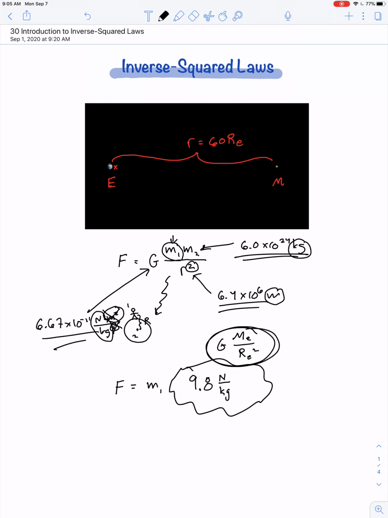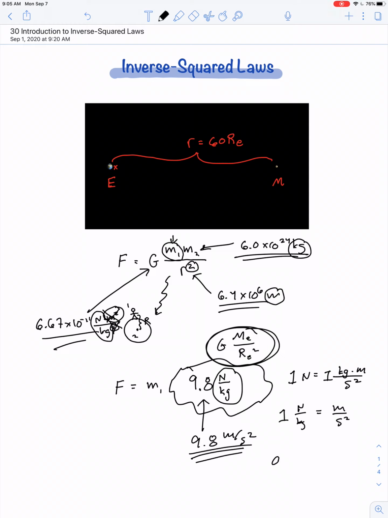Now, recall that a newton is the same thing as a kilogram meter per second squared. So then what the heck is a newton per kilogram? A newton per kilogram would be the same thing as a meter per second squared. So if we wanted, we could say this is the same as 9.8 meters per second squared. Now you definitely recognize this. This is lowercase g, the acceleration due to gravity at the surface of the Earth.